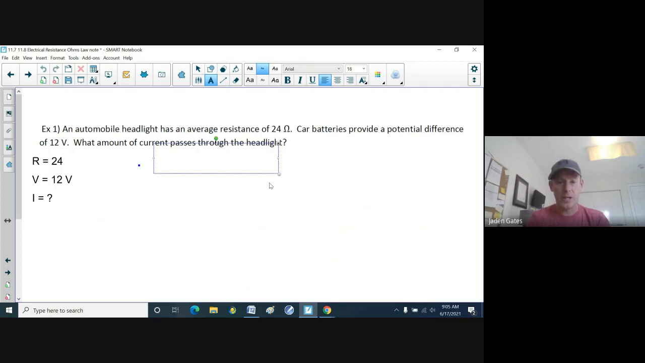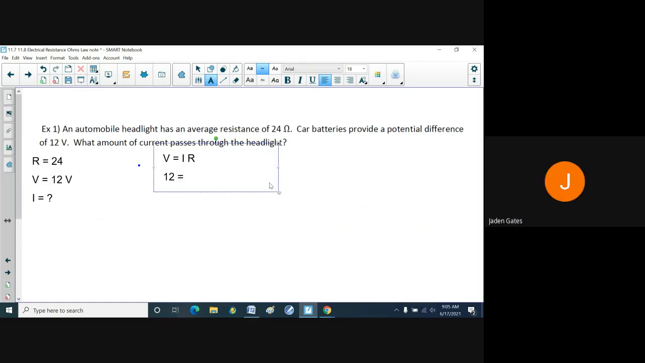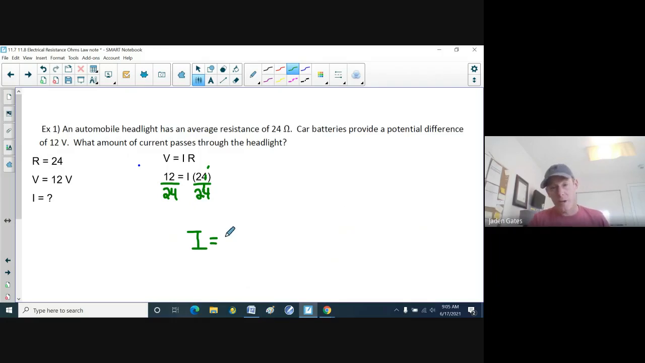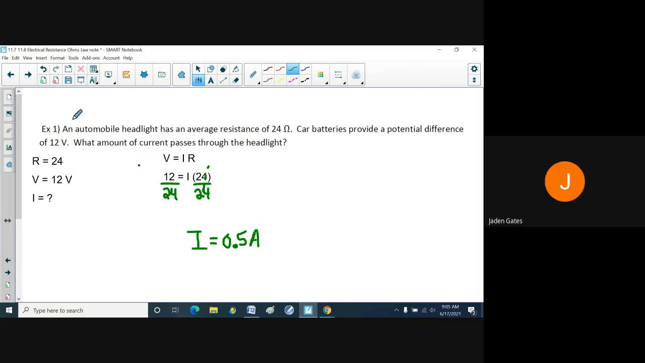All right, so again, I always just like to roll with V equals I times R. This time I know the voltage is 12. We are finding the current, and the resistance is 24. This is probably one of the easiest formulas we've dealt with this year. I want to get I by itself, so I'm going to divide both sides by 24. And so our current is going to be 12 divided by 24, which is, well, 12 is half of 24, so it's 0.5 amps.